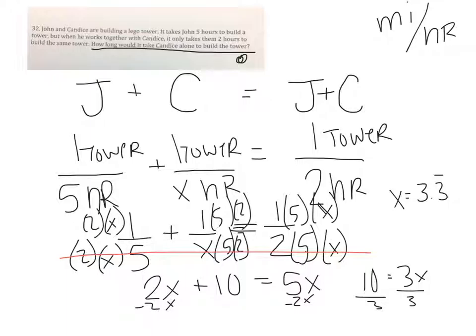But I don't just leave it like this. I have to say, what is my unit? And if I look back here, I was talking about hours it would take Candace to build this tower, and it would take her approximately 3 1/3 hours to do so. And that is number 32 on your final exam review.